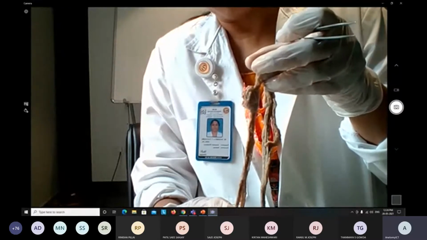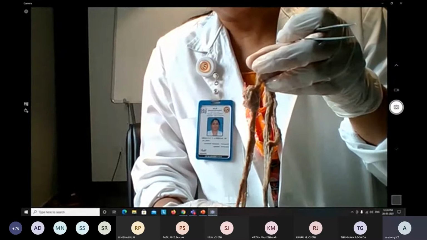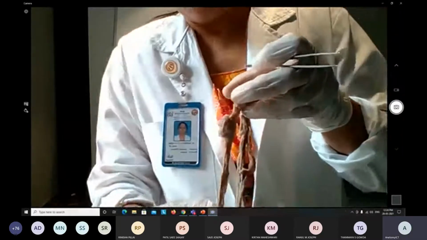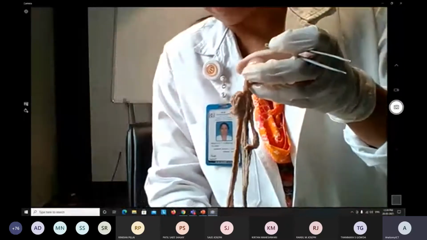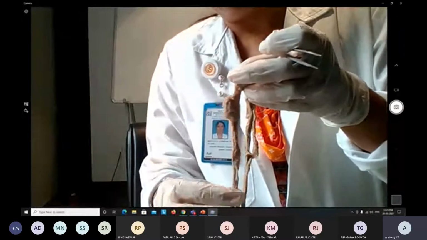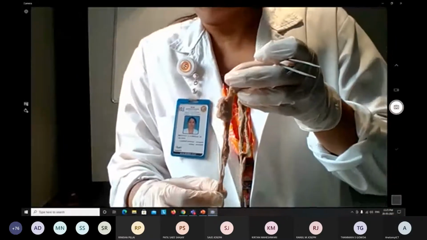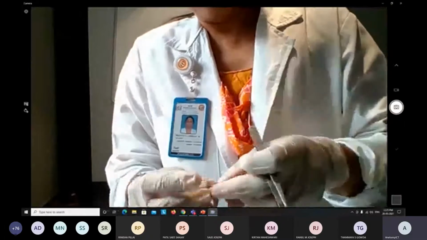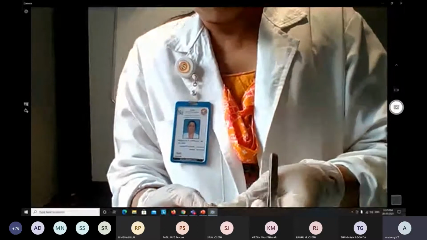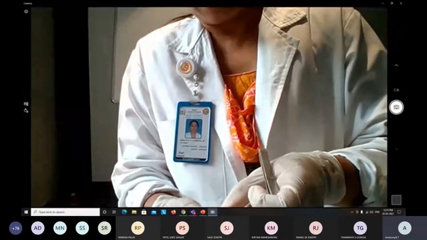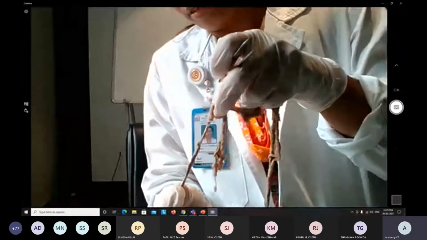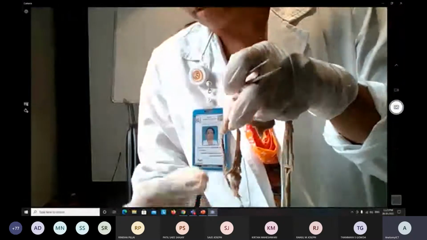Am I audible? Yes, ma'am. You answer them. Why is vas deferens cord-like? See here, this I can feel it. That's why I am able to identify that. Okay. So why is it cord-like? Why do you think it will be cord-like and very thick? What makes it cord-like? Anything which is very firm means what will be there? Okay, I separated it also. See this one. This is vas deferens, this structure.